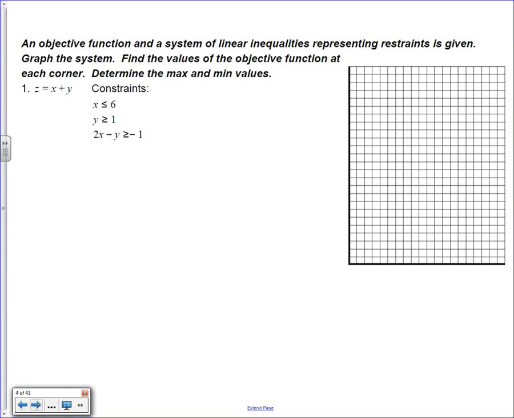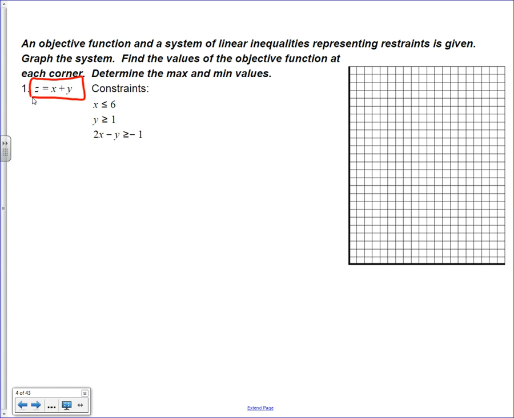Graph the system. Find the values of the objective function at each corner. Determine the min and the max values. So first and foremost, this is my objective function. That does not get graphed. That says z equals. Now I need to graph my constraints.